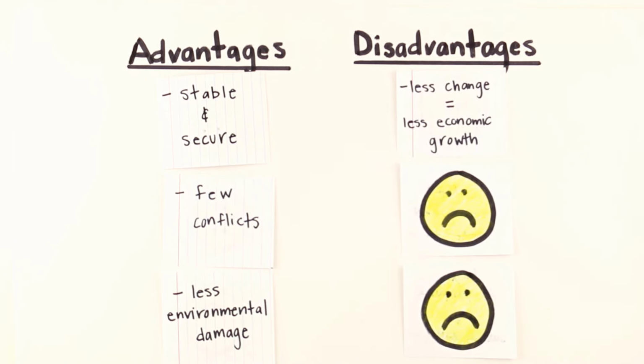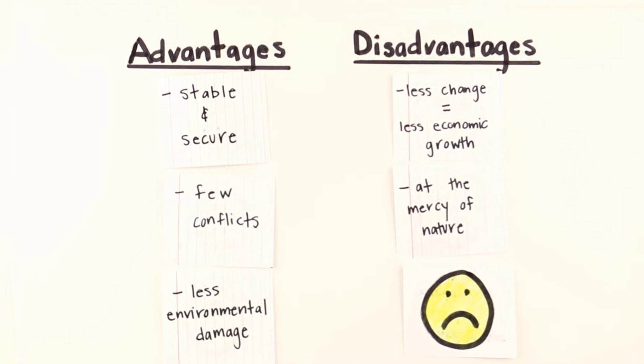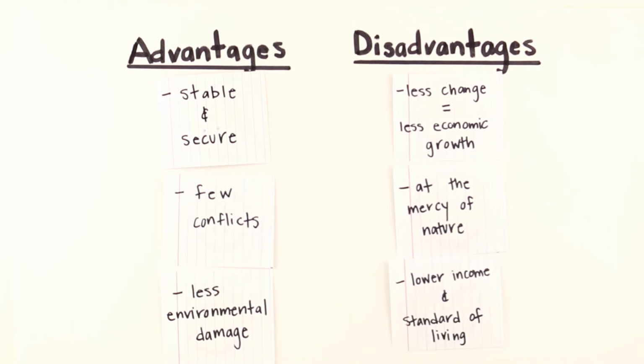A disadvantage is that this system discourages change and new ways of doing things, so the economy fails to grow. When change occurs, conflicts can arise between men and women and parents and children. Life is sometimes at the mercy of changes in nature, especially poor weather conditions. Lastly, traditional economies are usually considered to be poorer with lower standards of living.